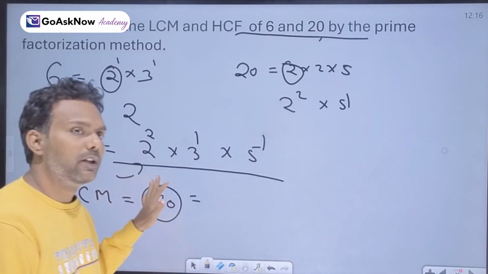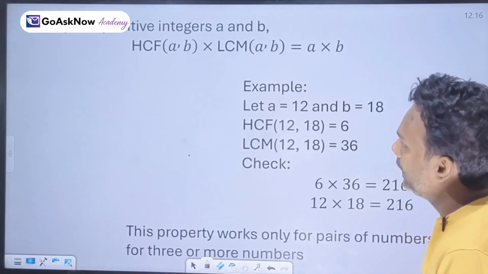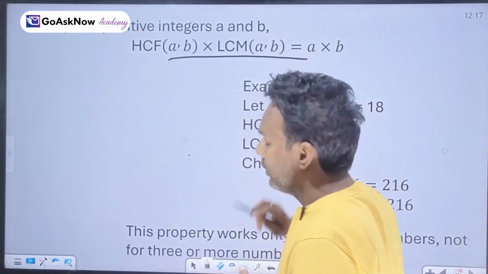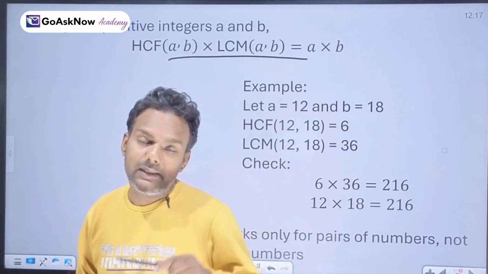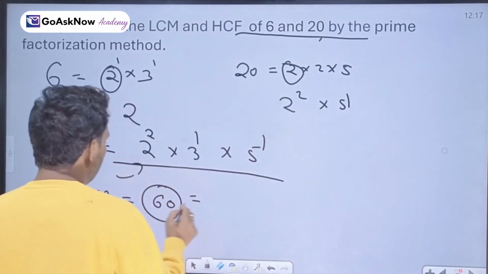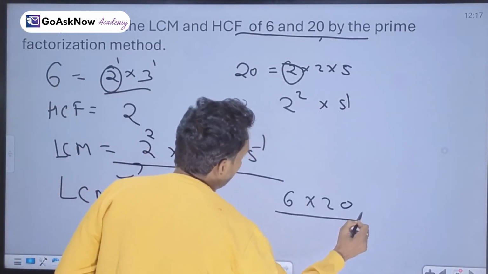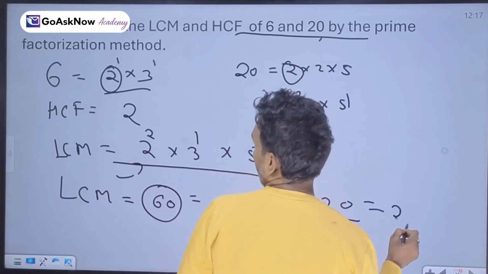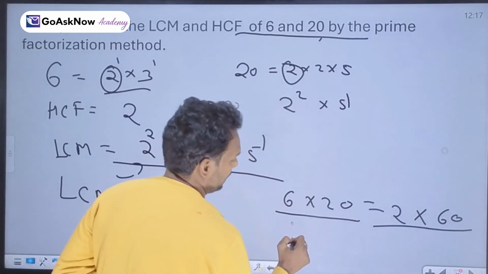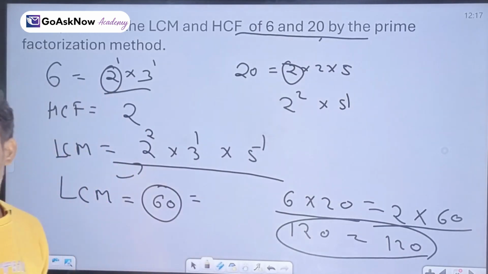There is a property related to two numbers and HCF and LCM. And what's that property? For any two numbers, A and B, its product is equal to the product of its LCM and HCF. For example, the two numbers were 6 and 20, and HCF was 2 and LCM was 60. 6 into 20 is 120 and 2 into 60 is 120, and LHS equals RHS.